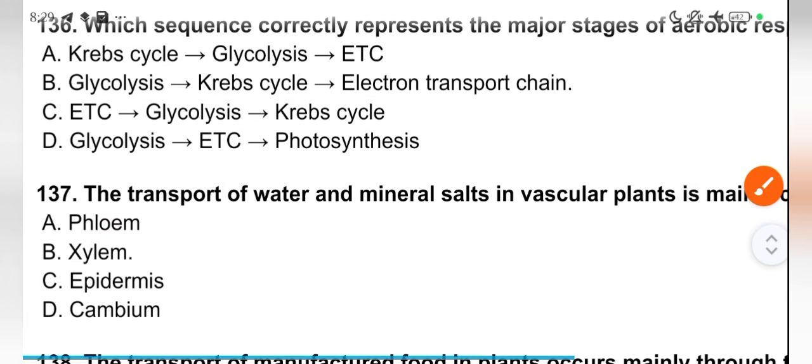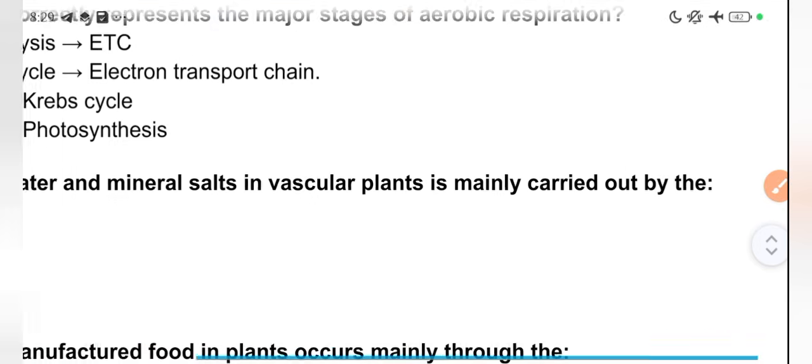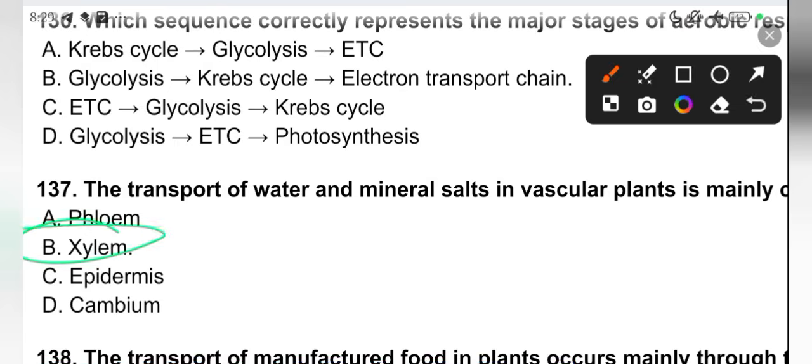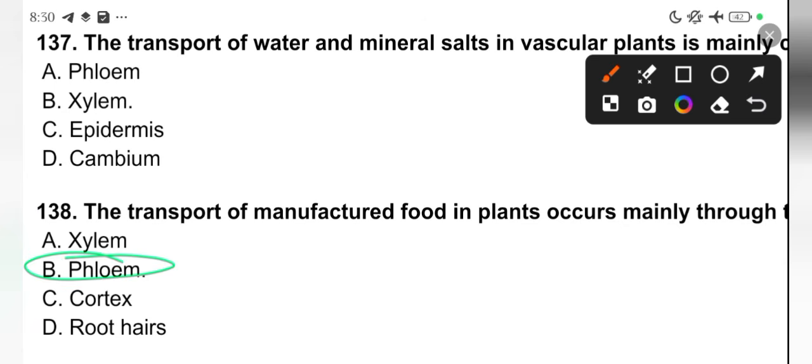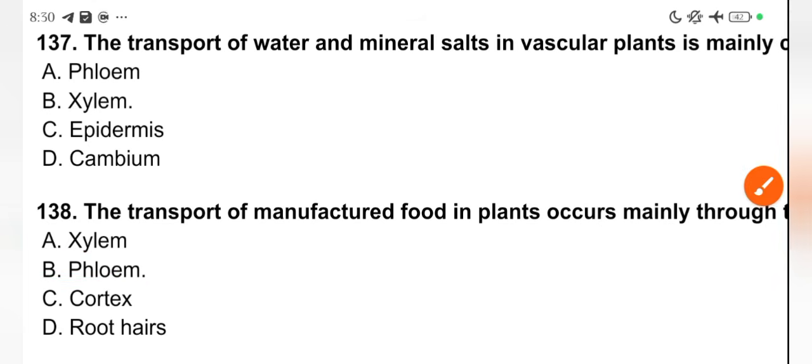The transport of water and mineral salts in the vascular tissue is mainly carried out by, you can see the questions coming back again, xylem. The transport of manufactured food, phloem. You can see the first one was sugar, I said something about sugar or glucose, and the second one is manufactured food. You can see different questions with the same answer. Okay, just take note of them.